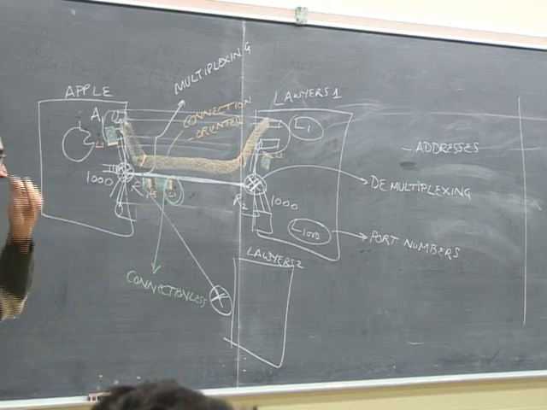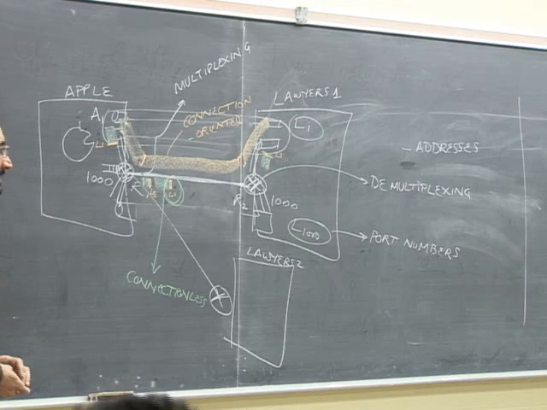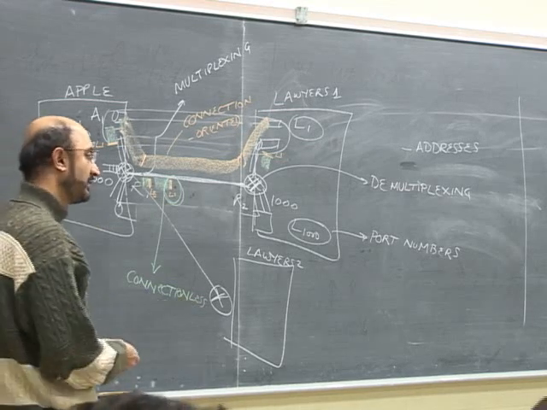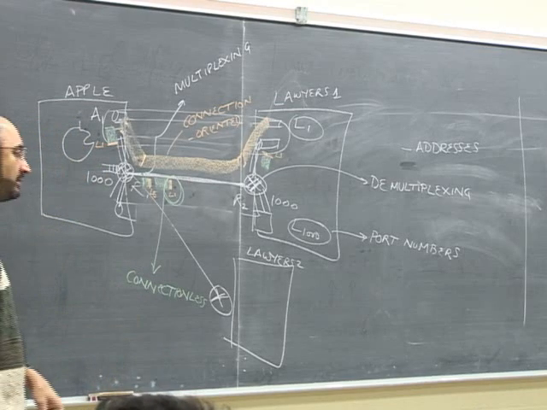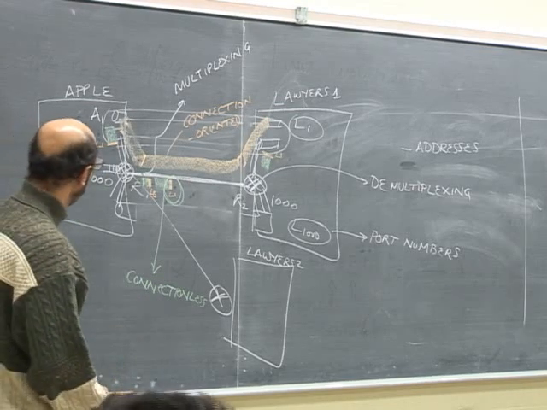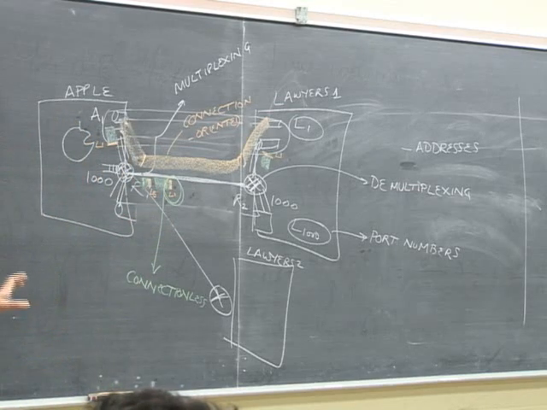Yes, Tommy? Is connection-oriented another name for a circuit switch? Yeah. Connection-oriented. Circuit switch is one way of getting connection-oriented. Virtual circuit switch is another thing, but they're both connection-oriented. Yeah, circuit switch and virtual circuit switch. So we're not going into that right now.